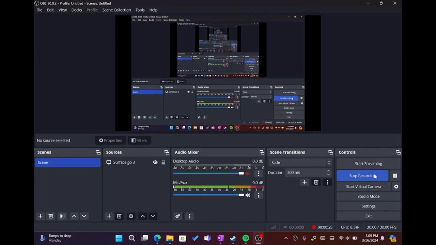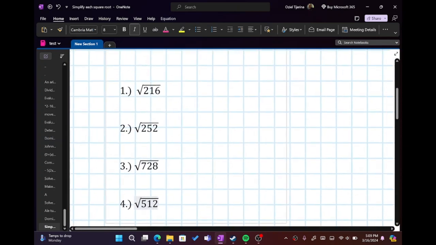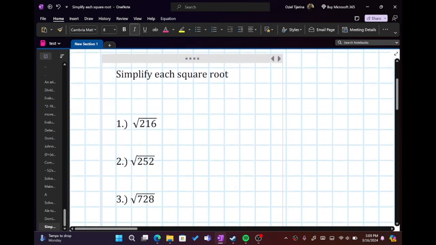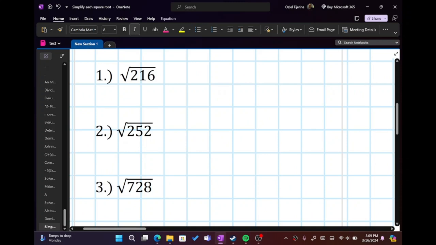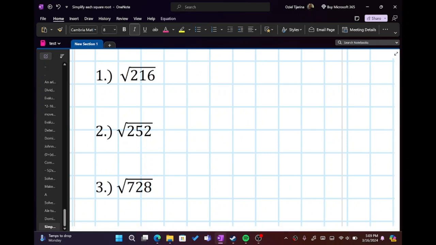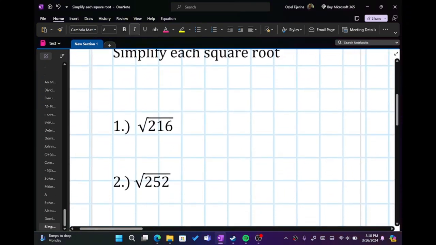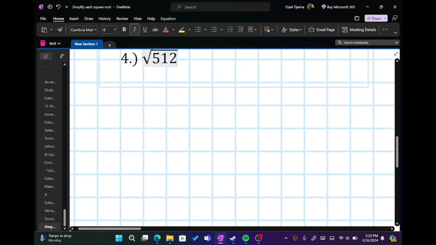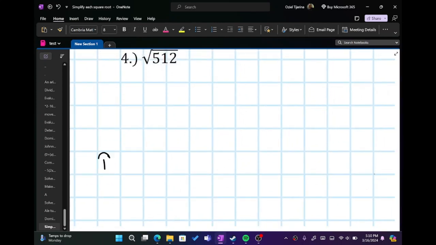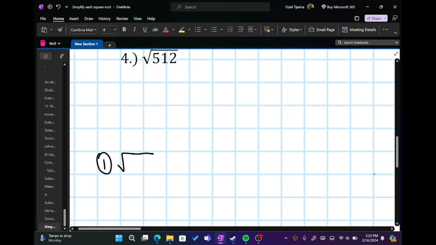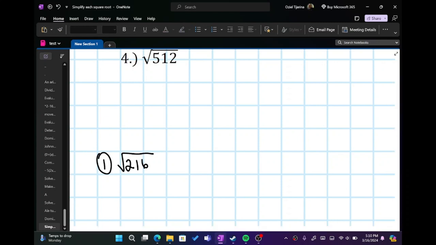In this video, we are gonna go ahead and actually do some square roots. We want to simplify each of these square roots. I just want to do this video for those of you that do not know how to do these. Let's go ahead and get started. So number one says the square root of 216, and I only want to go over four problems with these. I'm only going to do three-digit ones because those are mostly the highest that one goes.